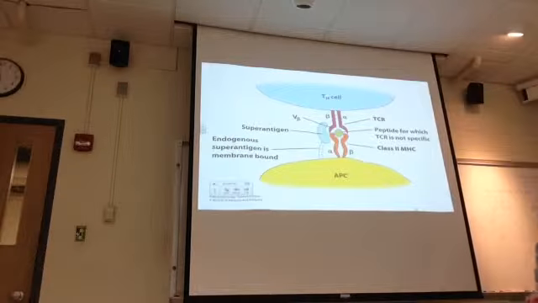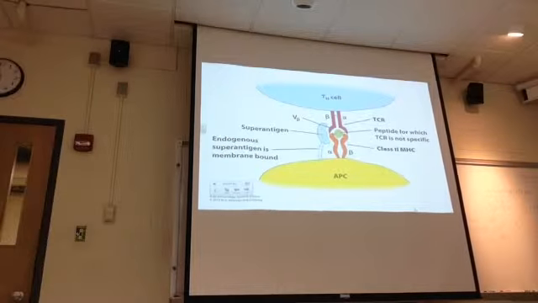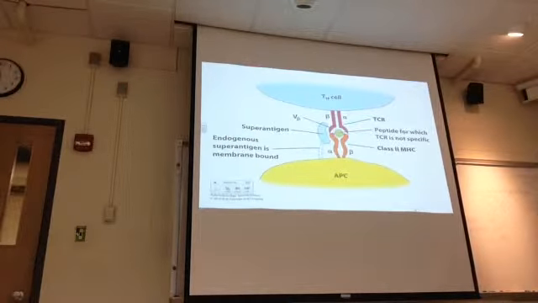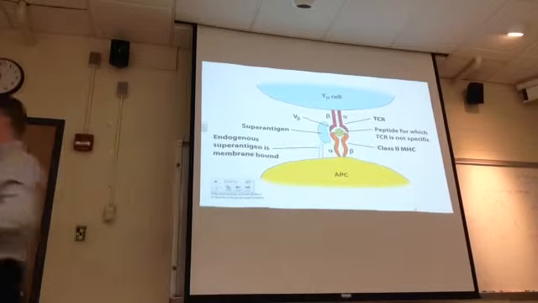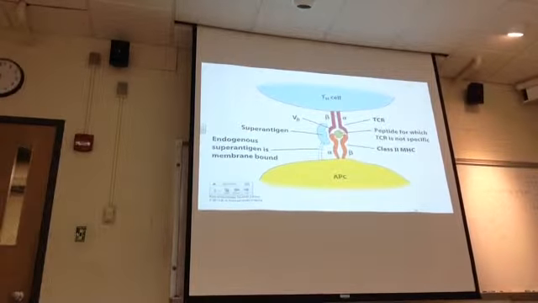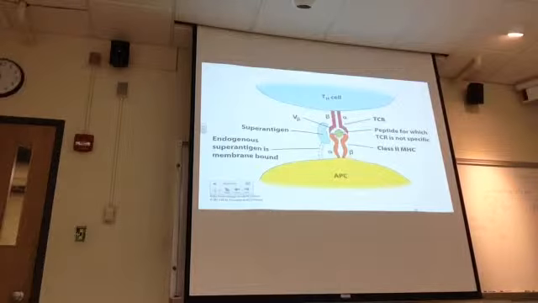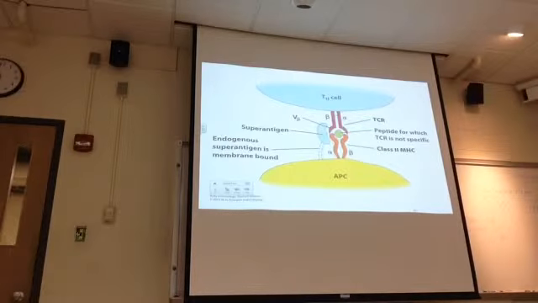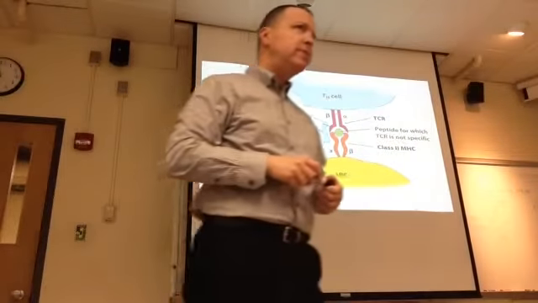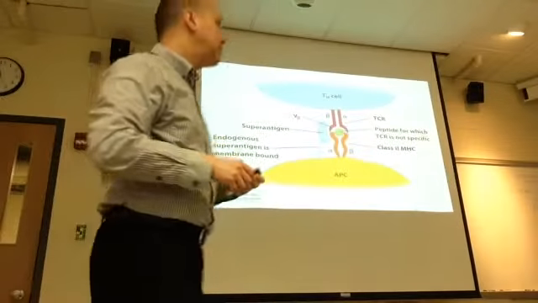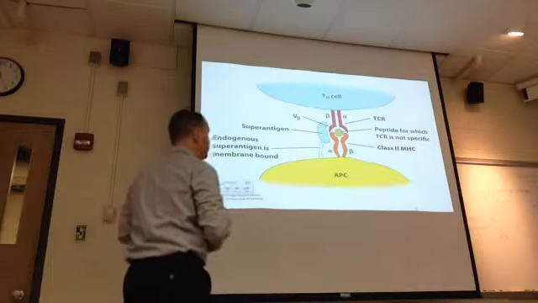And then the final part of activation is sort of the weird situation of superantigens. So there are antigens and there are superantigens. Superantigens are really scary because they have the ability to activate T cells non-specifically, which makes them really kind of frightening molecules.